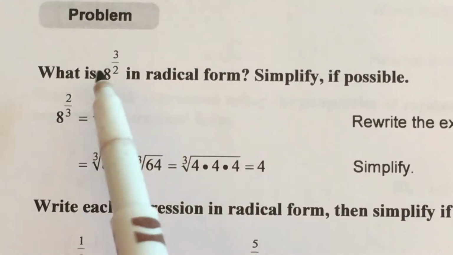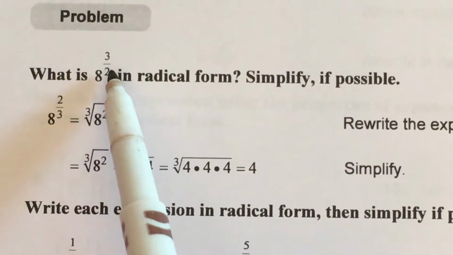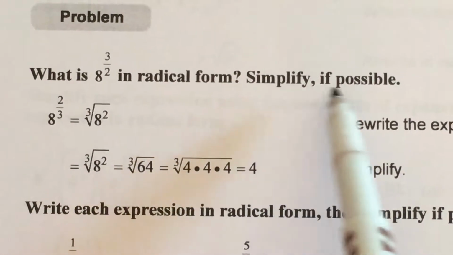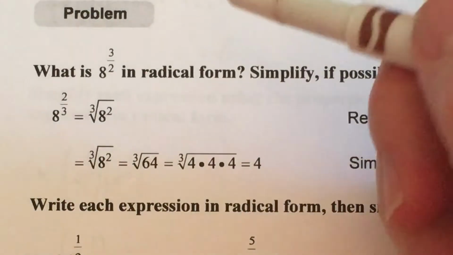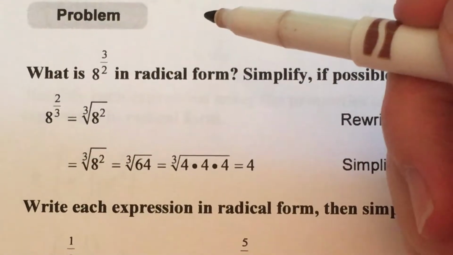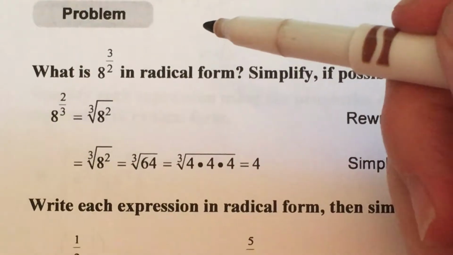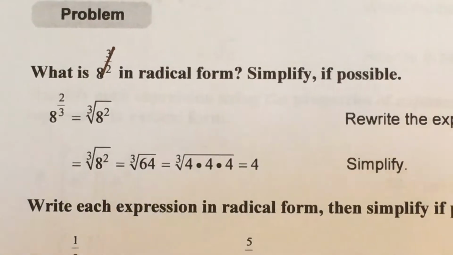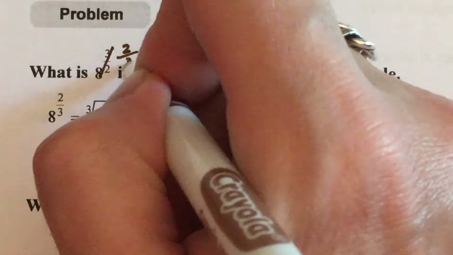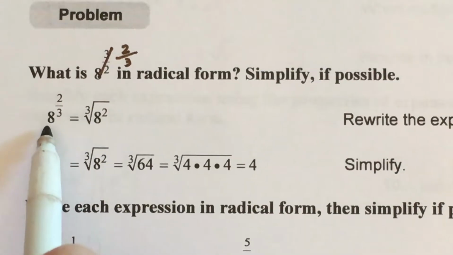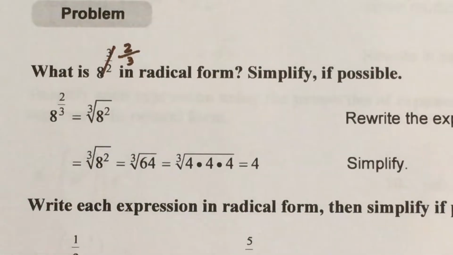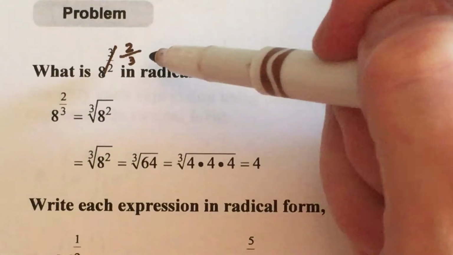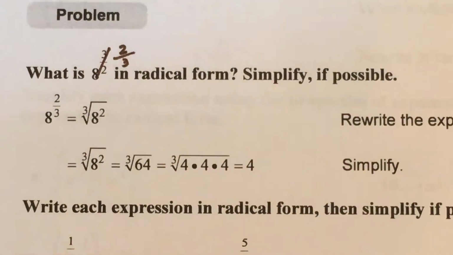So we are asked, what is 8 to the 3/2 in radical form? We are also asked to simplify it if possible. Well, isn't that interesting? They changed the problem. They have a typo. This is supposed to be 2/3 according to this problem and the rest of the problem. All right, so what is 8 to the 2/3? Nice job, worksheet.